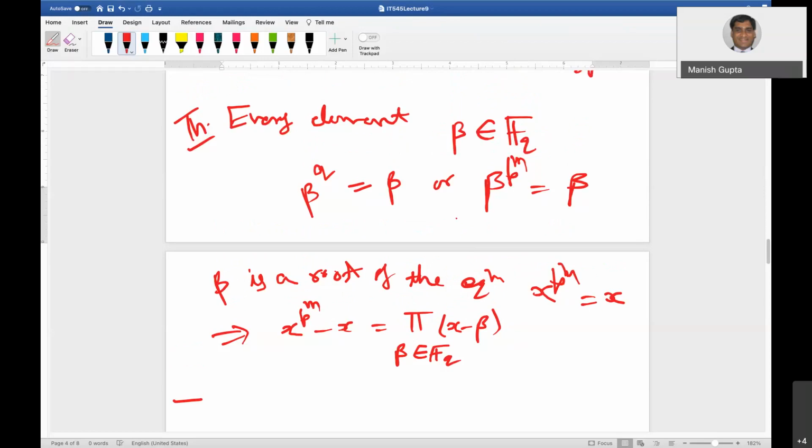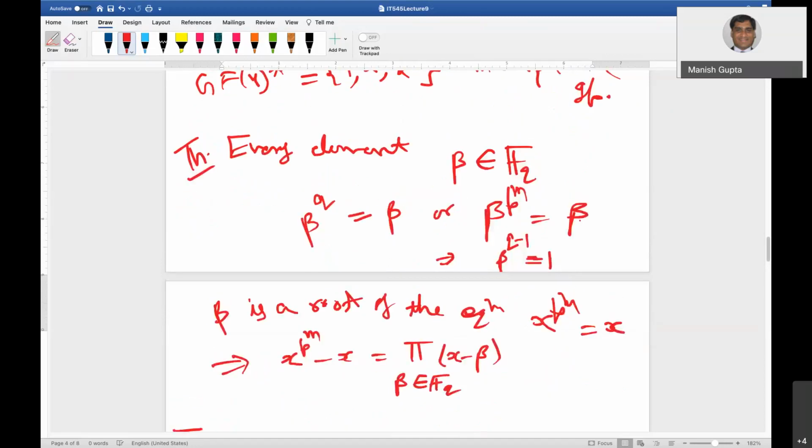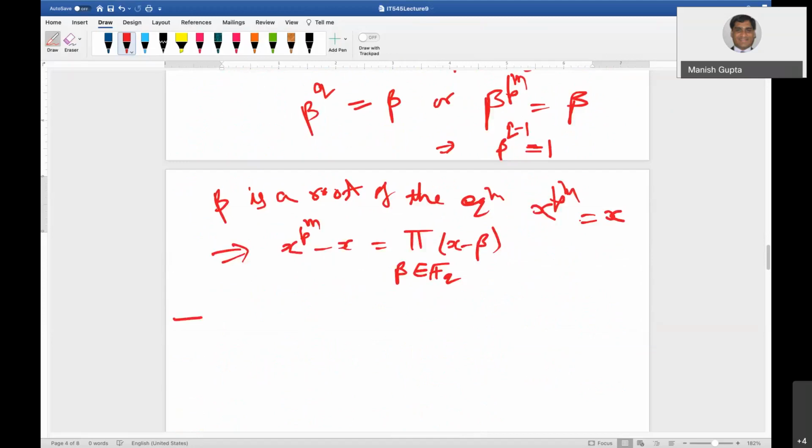Because I think this also means that beta raised to power q minus 1 is equal to 1, right? And I think you have observed this fact earlier, that this was true for alpha actually, right? Alpha raised to power this thing was true. So you can compute this.